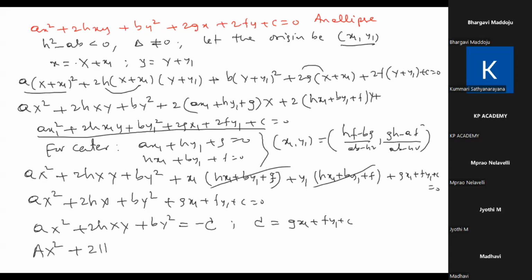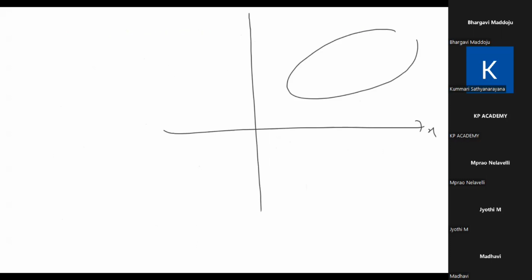Similarly, 2 capital HXY plus capital BY square is equal to 1. So this is a transformed ellipse, right? Now this ellipse is a tilted ellipse. That means it can be like this, it can be like this, like this. Any one of the cases, right?